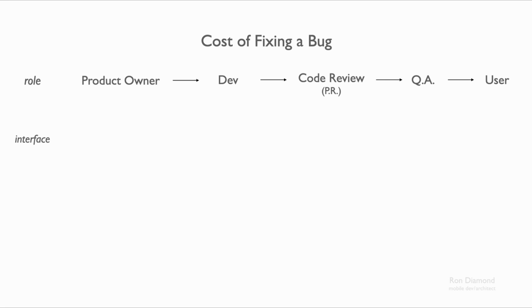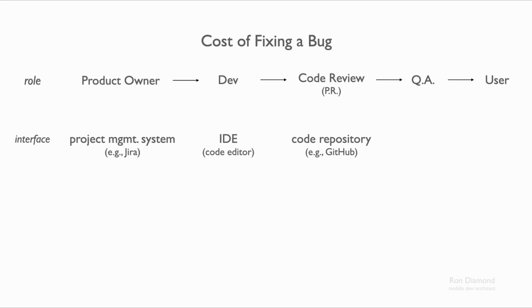In order to do that, let's consider what's being looked at in each step of this process. The product owner is creating a story and acceptance criteria in a project management system. The developers are writing and looking at code in their integrated development environment and its code editor. In code review, the dev team is looking at a code repository, probably within a web page. And so in the entire process so far, the artifacts people are looking at are actually textual. It's human-readable text. But after that point, something changes.